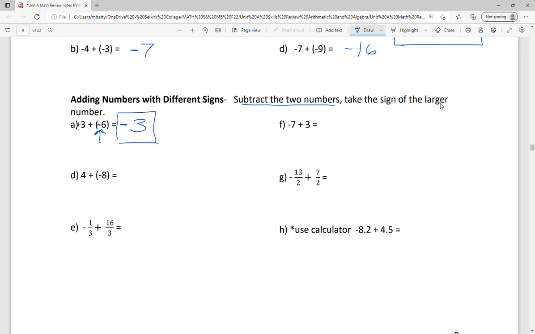Let's try that again. So we have 4 and 8. We have a positive and a negative. Take the difference of them, and the bigger one wins. 8's bigger than 4, has a negative, so my answer has a negative on it. I'm going to avoid the fractions down here. This one, we have adding two numbers that have different signs. This is a -7 and a +3, right? I take the difference, and the bigger sign is going to win.